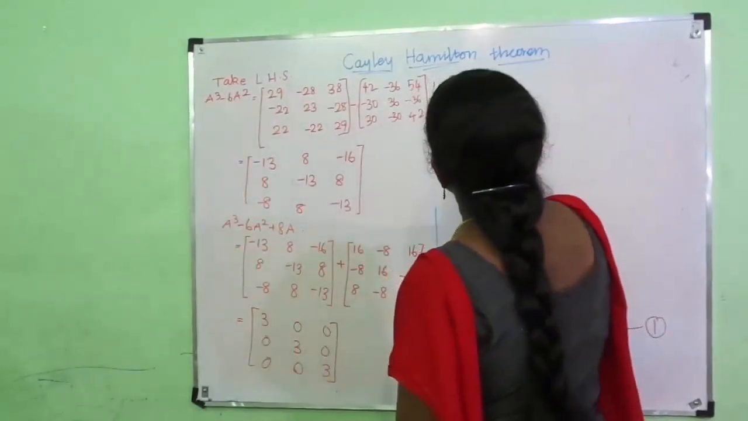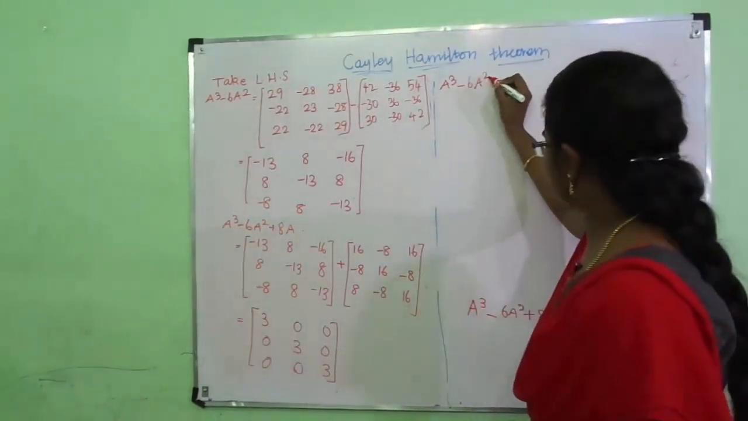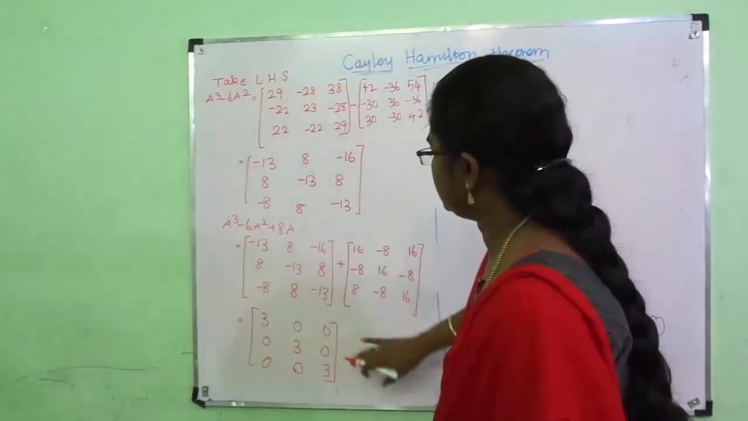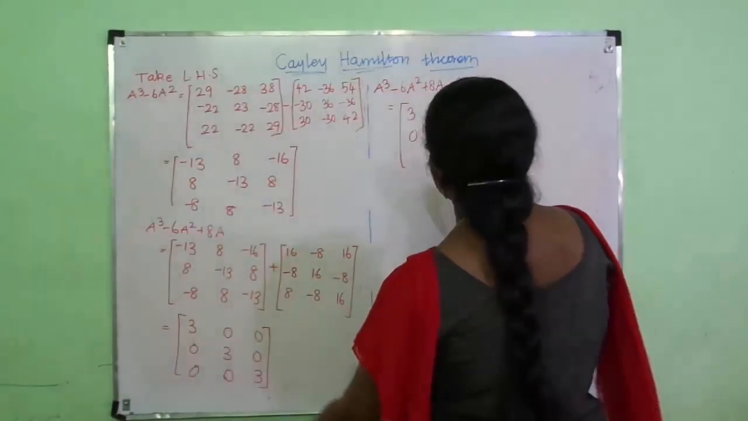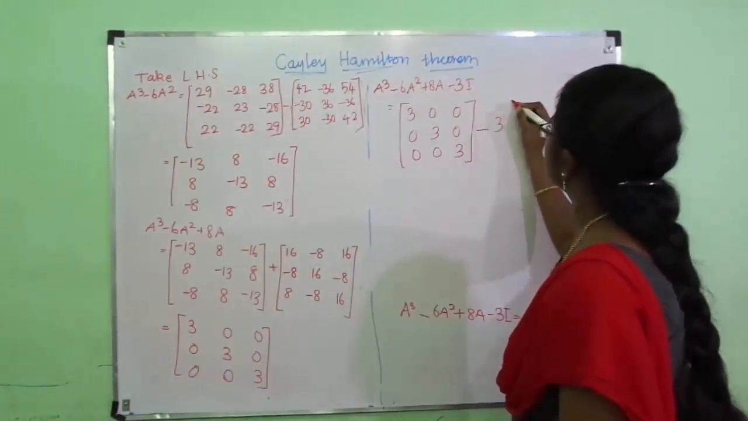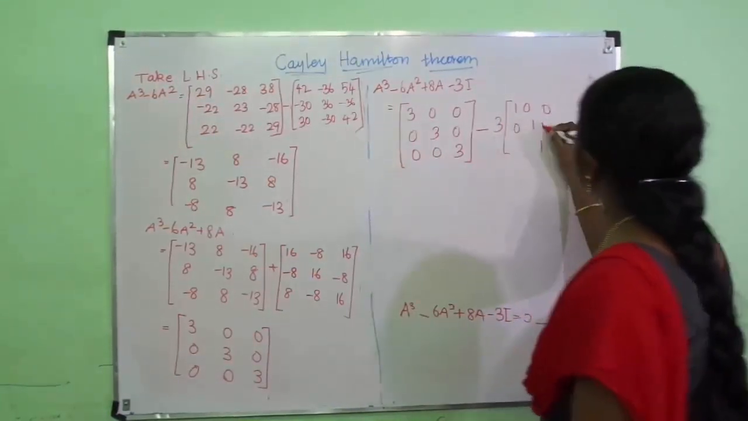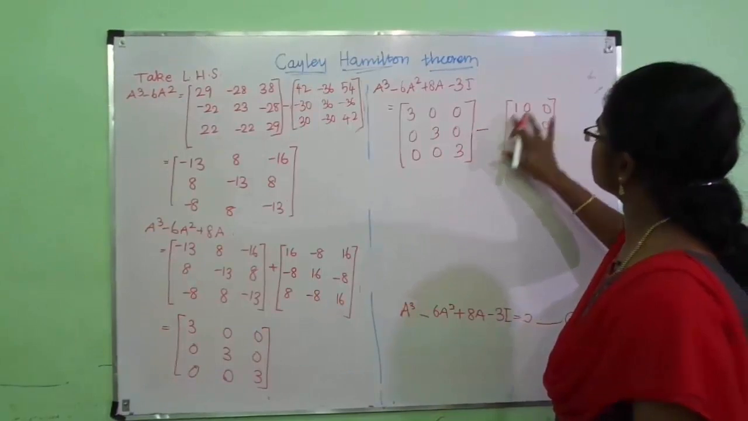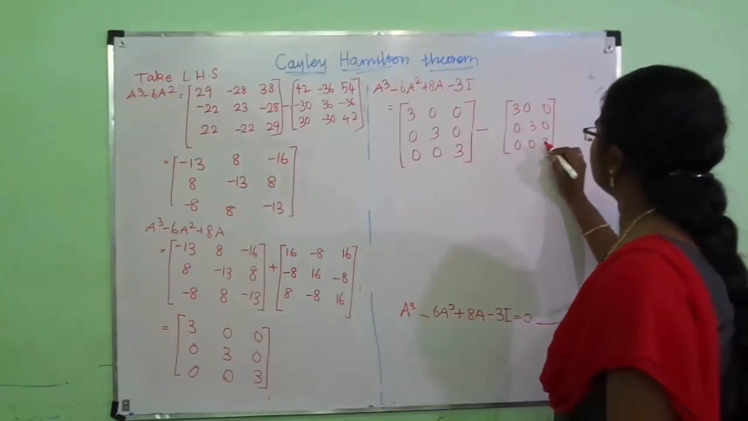I am considering the left hand side of the characteristic equation fully: A cube minus 6A square plus 8A minus 3I. A cube minus 6A square plus 8A is here. That is 3, 0, 0, and I am writing the last row 0, 0, 3. Minus 3 into identity matrix. All the diagonal entries are 1 and the remaining entries will be 0. Multiplying 3 directly inside this matrix: 1 into 3, 3. 0 into 3 will be 0. 1 into 3, 3. 3, 3.